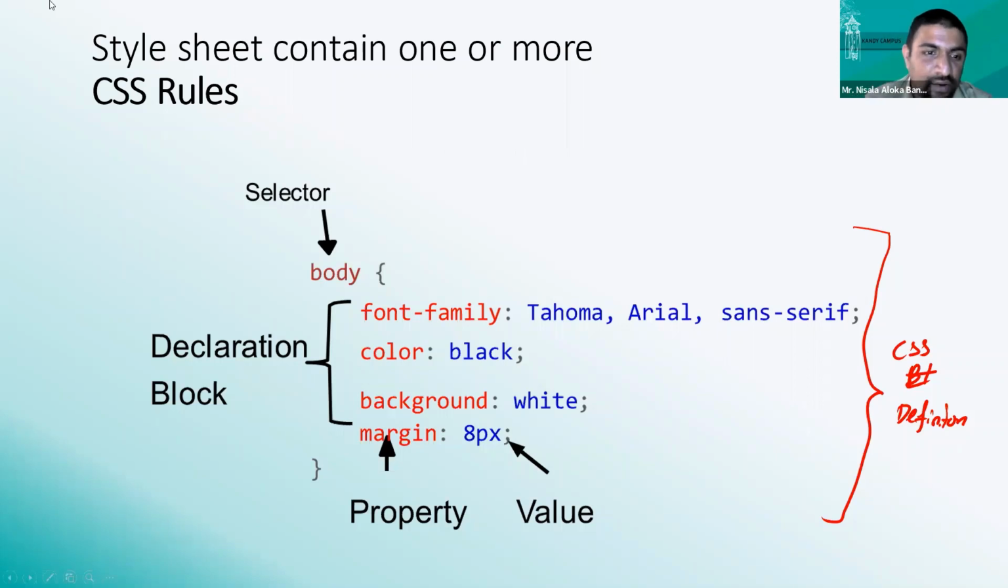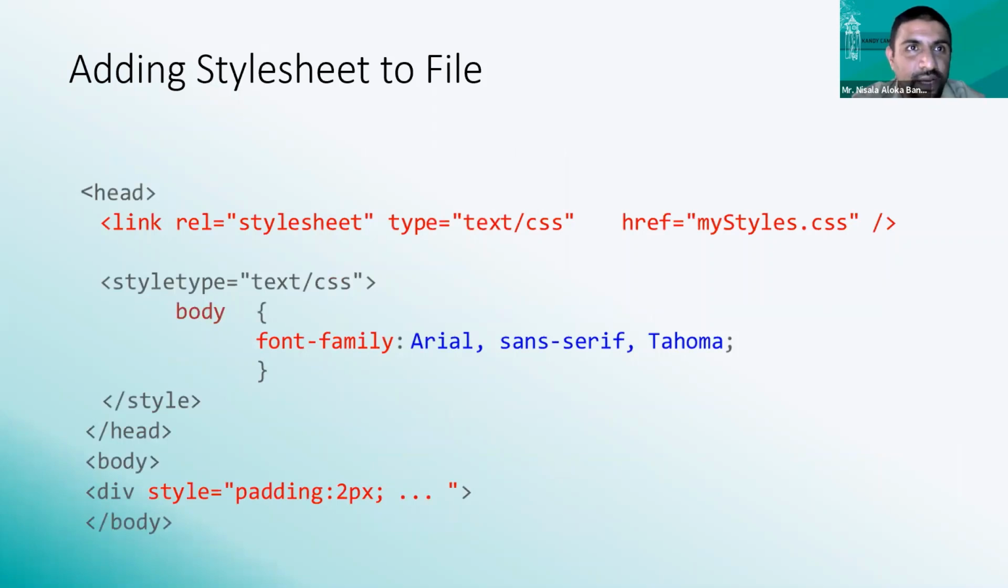Now, let's get on to coding. There are three places in our coding where we can have our CSS defined. We can have styles inline, we can have styles in the header, and we can have styles in a separate file.